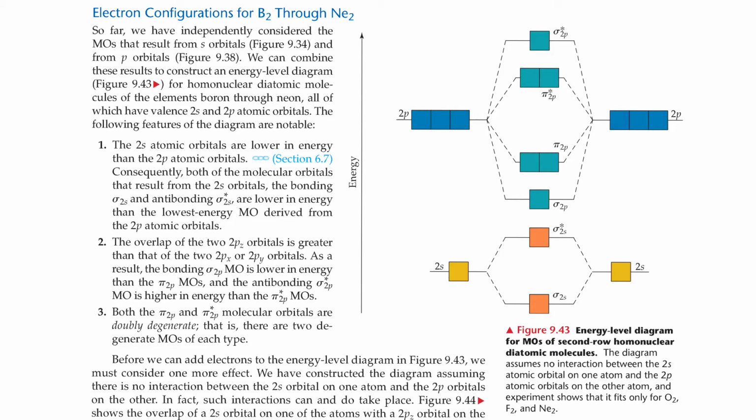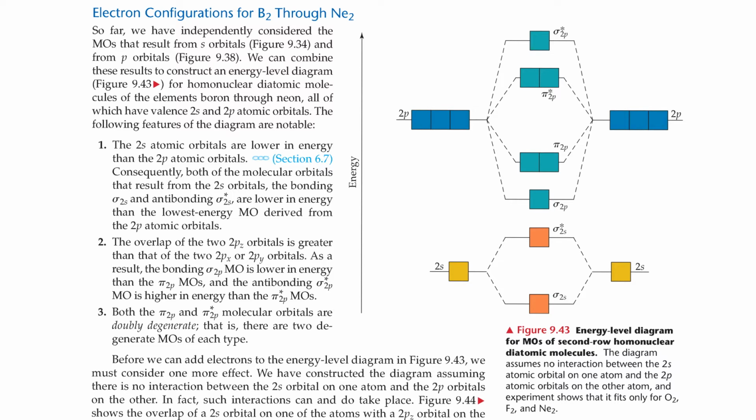2. The overlap of the 2pz orbitals is greater than that of the 2px and 2py orbitals. As a result, the bonding sigma 2p molecular orbital is lower in energy than the pi 2p molecular orbitals, and the antibonding sigma star 2p molecular orbital is higher in energy than the pi star 2p molecular orbitals. Both the pi 2p and the pi star 2p molecular orbitals are doubly degenerate, that is, there are two degenerate molecular orbitals of each type.